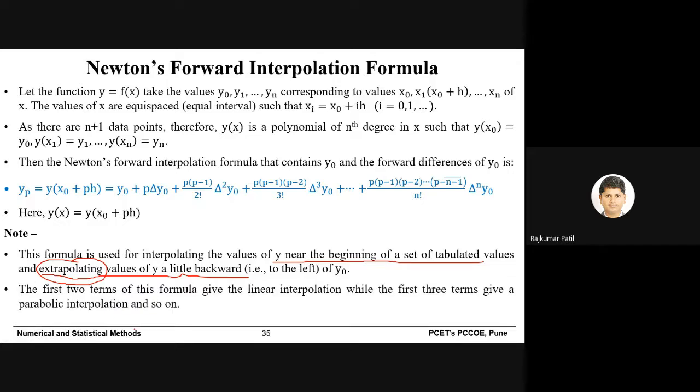And then the next point is the first two terms of this formula give the linear interpolation, while the first three terms give a parabolic interpolation and so on. For example, if you consider only the first two terms, then it looks like y is equal to a plus bx. So this is called a linear interpolation. When we consider the first three, it will be a second degree parabolic equation.